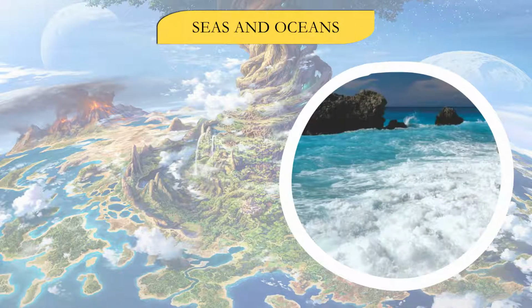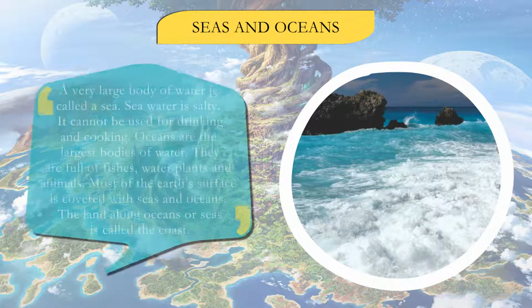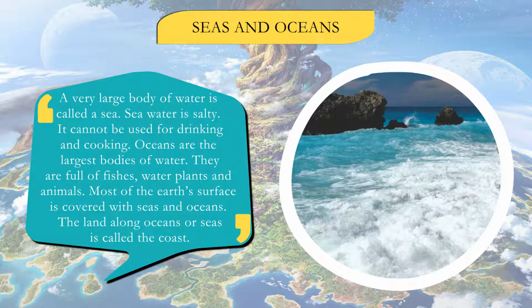Seas and oceans. A very large body of water is called a sea. Seawater is salty. It cannot be used for drinking and cooking. Oceans are the largest bodies of water. They are full of fishes, water plants, and animals. Most of the Earth's surface is covered with seas and oceans. The land along oceans or seas is called the coast.